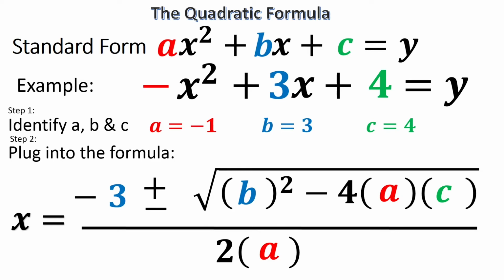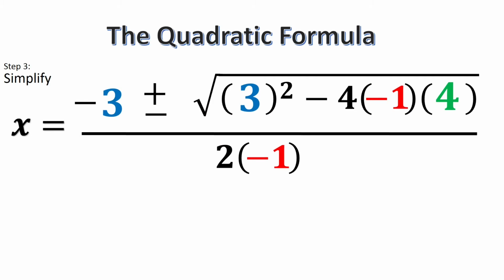The next thing we're going to replace is b in b squared. We're going to replace that b with 3, so it's going to be 3 squared. Moving right along, we've got minus 4, and then we're going to have a and c. Obviously a is negative 1, c is positive 4, and so we end up with minus 4 times negative 1 times 4. All of this divided by 2a. So in 2a, the a will be replaced by negative 1. And hey, we plugged it into the formula.